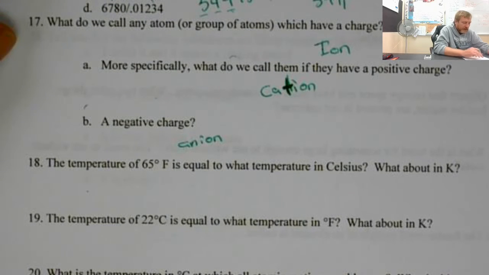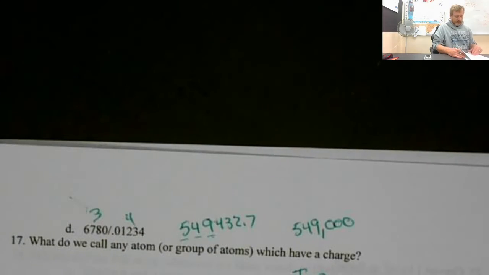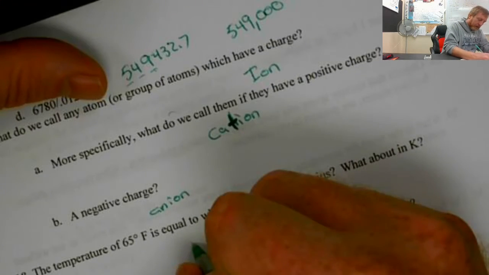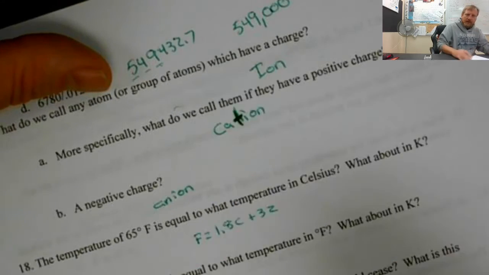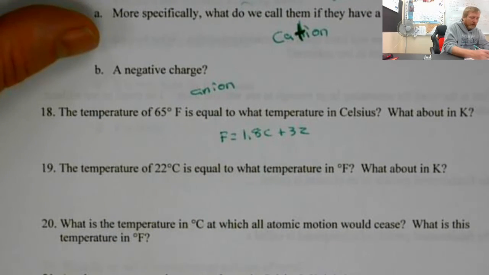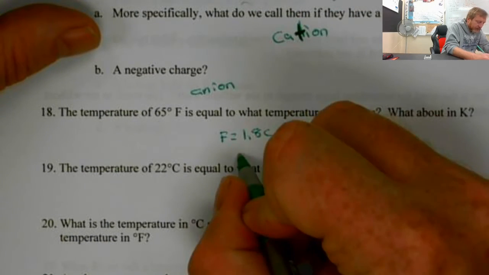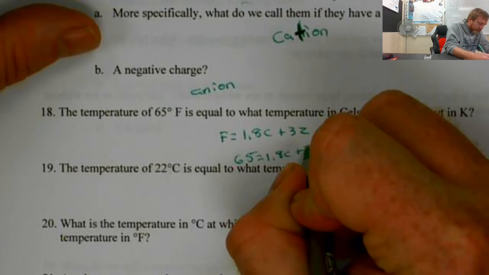65 degrees Fahrenheit equal to what temperature in Celsius? So we're going to kind of flip back here to find our formulas, and we're going to say F equals 1.8 C plus 32. And now I've got a little bit of algebraic work to solve. I'm going to plug in what I know. I'm going to plug in the 65. So 65 equals 1.8 C plus 32.